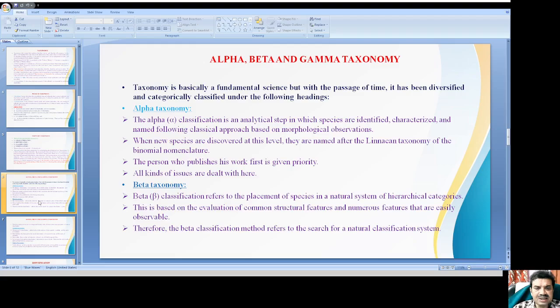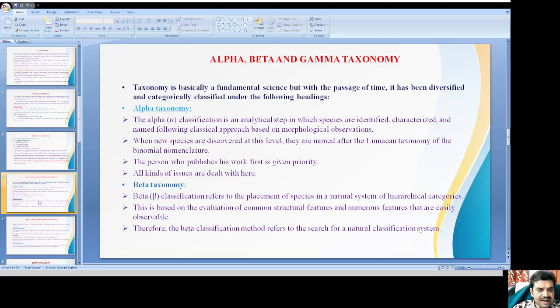dimensions have to be categorically studied under 4 headings. One is alpha taxonomy, beta taxonomy, gamma taxonomy, and omega taxonomy. Now you may ask, what are the basic differences among these 4 taxonomical approaches? In the alpha system of classification, or alpha taxonomy, the identification and characterization of the plant is done on the basis of the morphological characters.